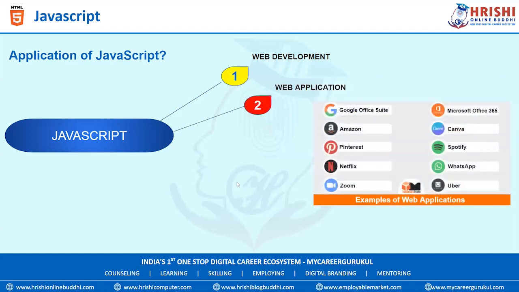Now, what do you mean by web application? A web application is a software or a program which is accessible using any web browser. For example, Google, Amazon, Pinterest, Netflix, Zoom, WhatsApp, Canva, etc. So these are some web applications, which we explore anytime, anywhere through web browsers.